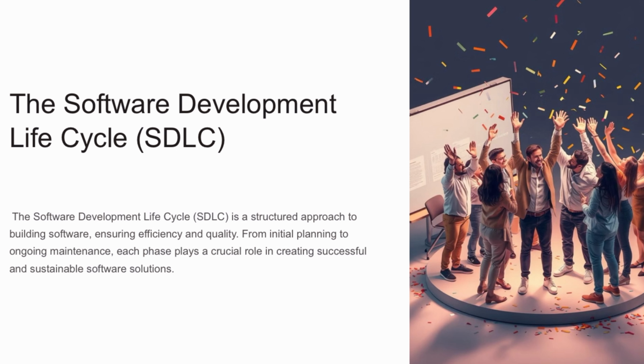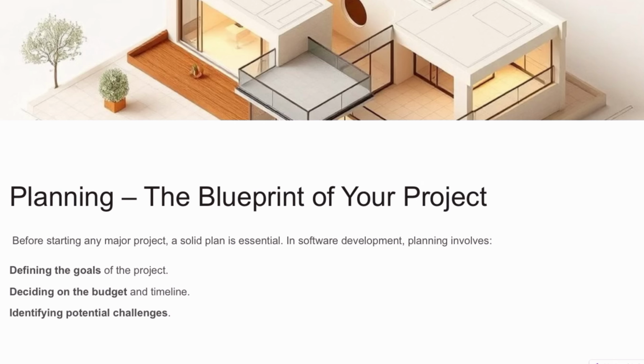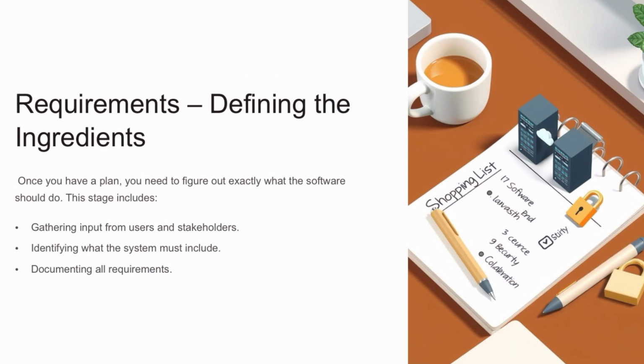Now let's dive into the details. The first one, planning. Planning is the blueprint of your project. Before starting anything big, you need a plan. Imagine you are building a house. You wouldn't just start hammering nails without knowing the design, right? In software development, planning is where we define the goals of the project, decide on the budget and timeline, identify potential challenges.